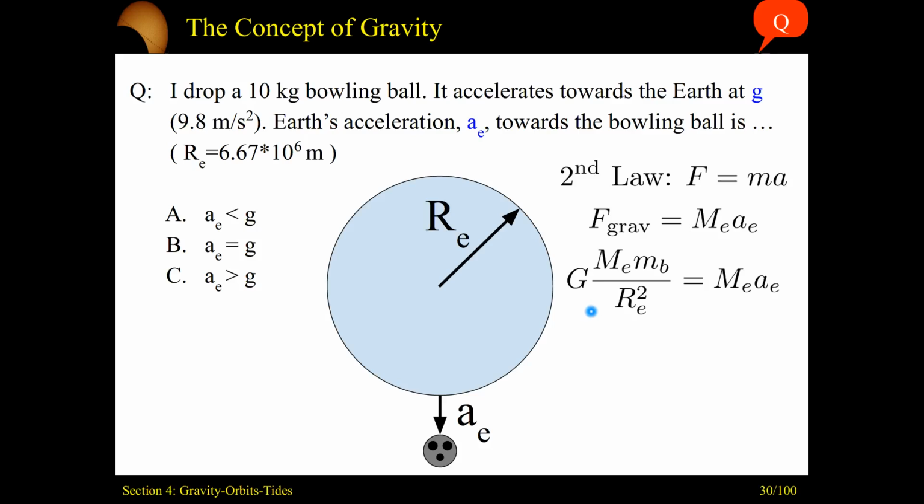Here's Newton's law of gravity. Big G, Earth mass, bowling ball mass, over the Earth's radius squared. We're not far enough away. Right? Well, take this Earth mass. It's going to cancel out on both sides of the equation. And I'm going to be left with this result, right? The Earth's acceleration is equal to the gravitational constant, times the mass of the bowling ball, divided by the radius of Earth squared. All right, so I'm going to erase all this up here and just slide this equation up top.